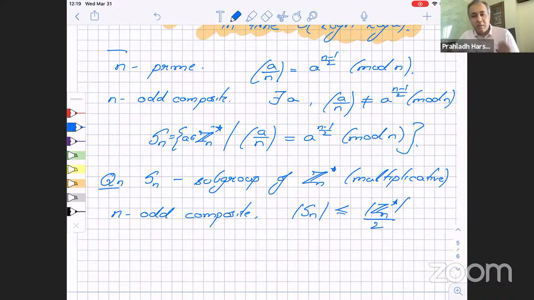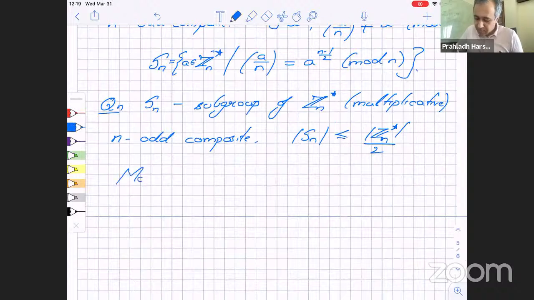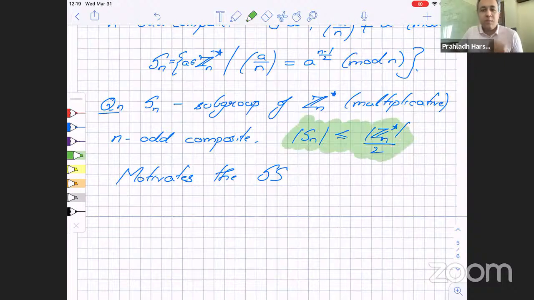This gives you a natural randomized algorithm. So this motivates the following. I don't know if you can see the algorithm already. Just this one fact, the randomized algorithm should stare at your face, but let's see this.